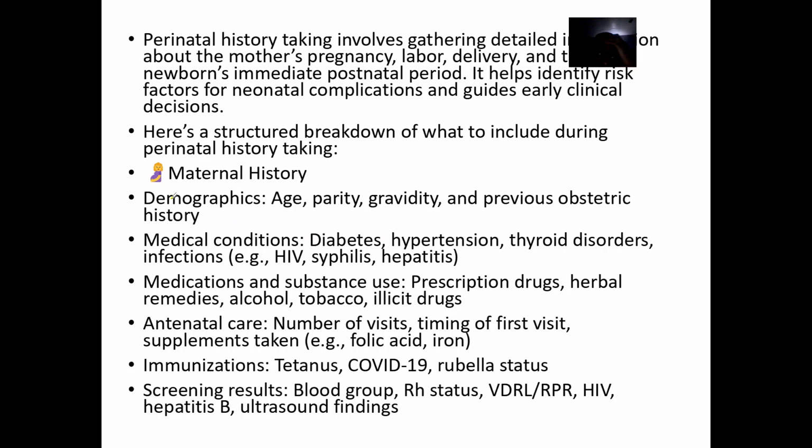So for maternal history, you look at the demographics. So know the age of the mother, how many times she has been pregnant, how many times she has delivered, and if she has ever had an abortion before. Do you understand? Then medical conditions: you see if the mother has any underlying disease condition that is a threat to the baby, like diabetes, hypertension, thyroid disorders, and infections like HIV, syphilis, and hepatitis.